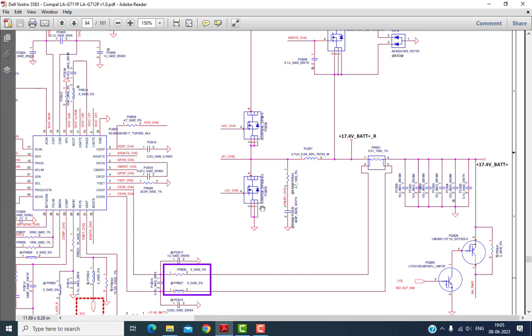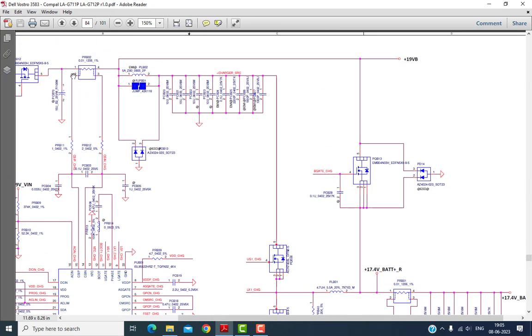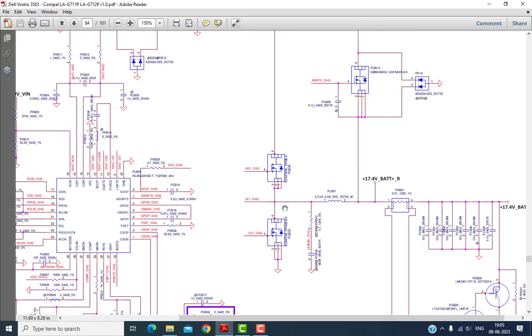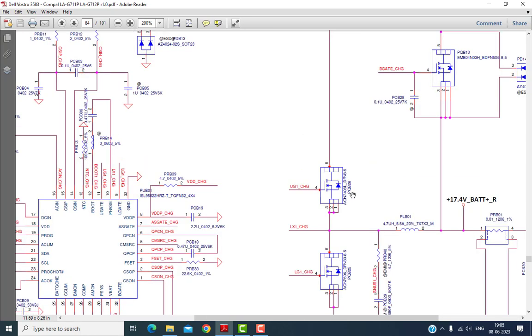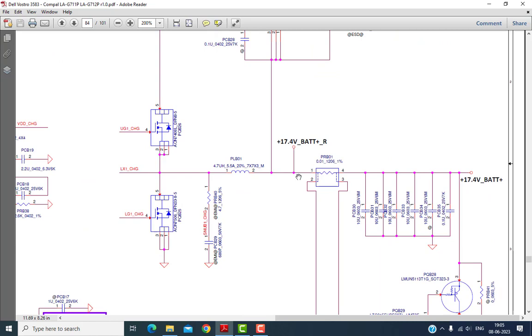Both MOSFETs are N channel MOSFETs, and the 19 volt which is here starts switching and passes via this coil PLB01 and passes to this current sensing resistor here, smoothed by this capacitor and filtered by this capacitor, smoothed by this capacitor, and enters the battery, and so the battery starts charging.